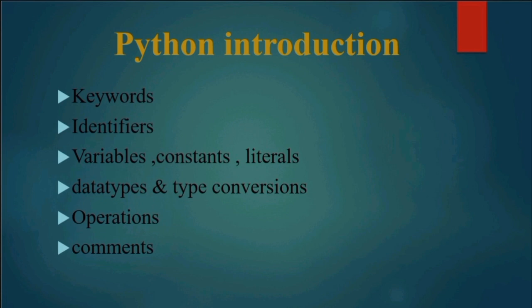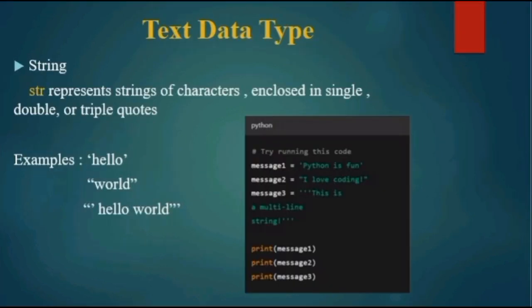So first data type is text data type. In Python, when we want to work with text like names, messages or any kind of words, we use something called a string. A string is just a group of characters like letters, numbers, and symbols all put together. For example, the word "hello" enclosed in double quotes is a string. In Python, we use the word str, which stands for string, to represent this type of data.